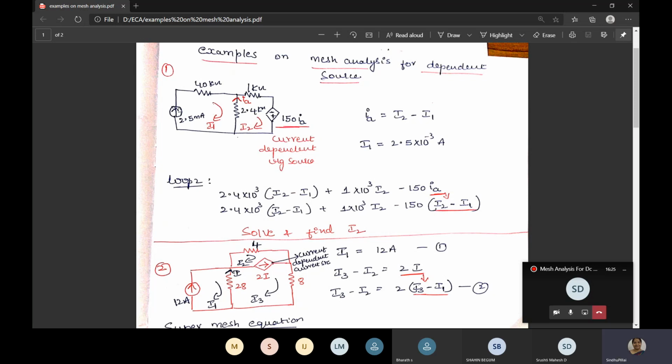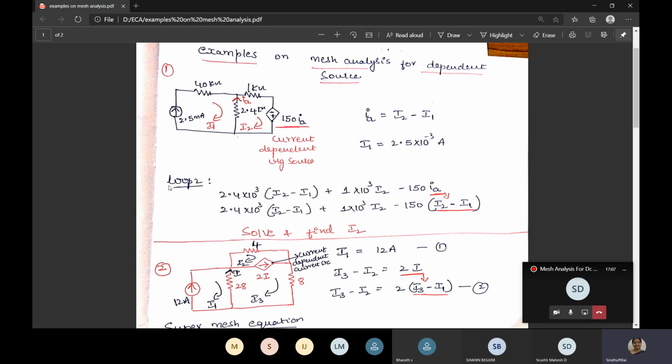Okay. So since we have a current source at the border, what is the I1 current? I1 is equal to 2.5 milliamps. So we'll get one answer. How many unknowns are there? There are two unknowns and we require two equations. But once one answer we got already, that is I1 is equal to 2.5 milliamps, only one unknown is there now, that is I2. So you have to find out I2. For that we have to write only one equation. So we'll write the equation for loop 2.